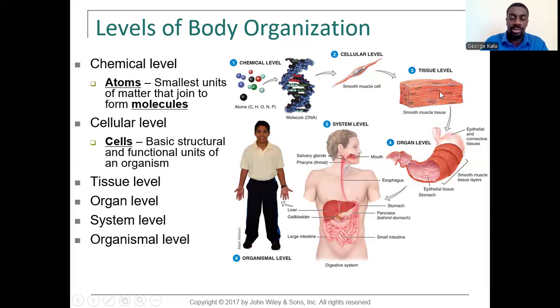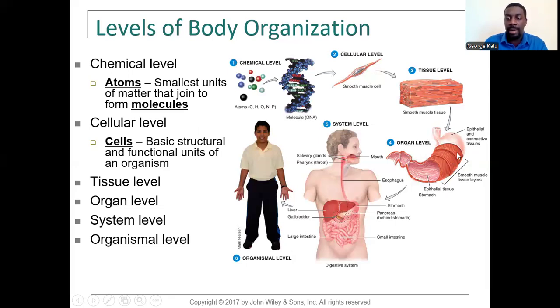But we can have tissues like epithelial tissue, connective tissue, muscle tissue, nervous tissue, things like that. Now, when you have multiple different types of tissues all coming together to form another structure, we're going to have what's called an organ. Okay, so multiple tissues come together to form an organ. So here we have the stomach.